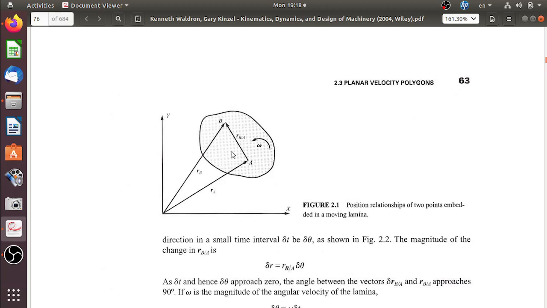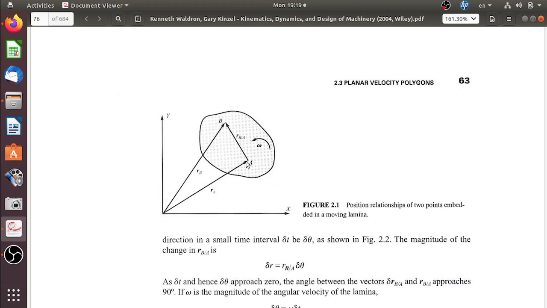2 points in this rigid body if it's going to move in a plane. Let's call those 2 points A and B. Now this vector represents RA, which represents the position of the point A, and the position of this point B is represented by RB. These are position vectors, and this vector which goes from point A to point B is denoted by RB/A, and that's a position difference vector.